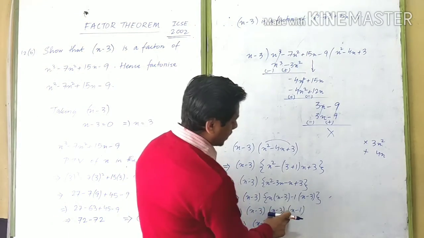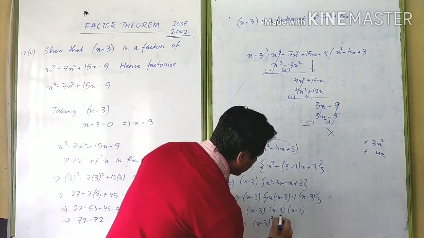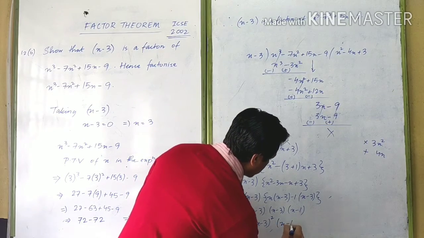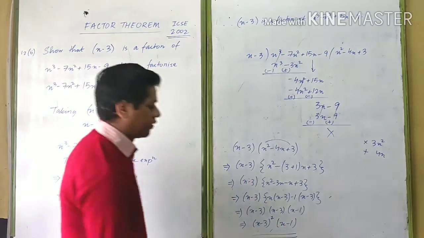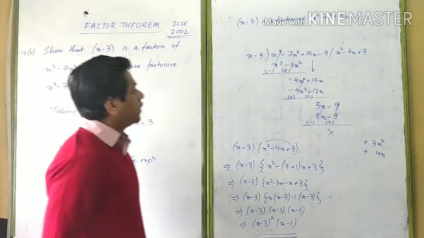I have got x minus 3 twice. I can write it x minus 3 whole square into x minus 1. So this is going to be my answer.